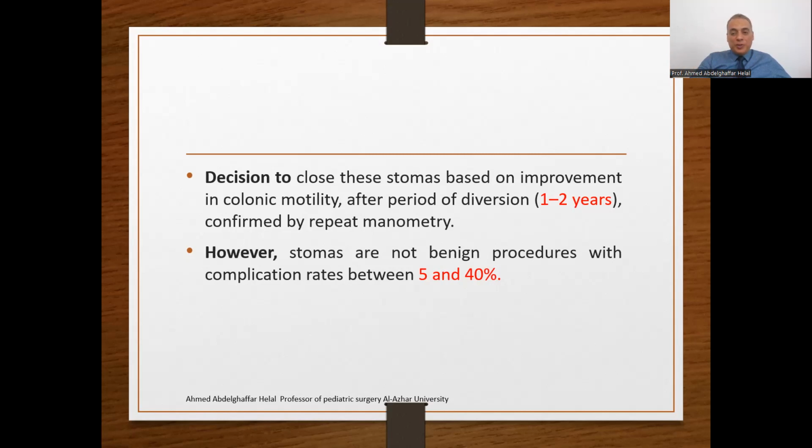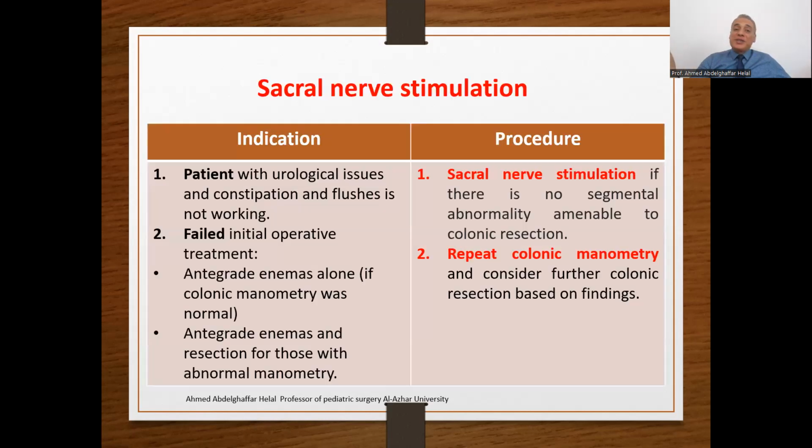However, stomas are not benign procedures, with a complication rate that may reach 40%. So be careful about which children you decide to perform a stoma on. The final solution is sacral nerve stimulation. Sacral nerve stimulation is usually indicated for patients with both urological and constipation issues where the flushes have not worked, with failure of the initial operative treatment: antegrade enema alone if the colonic manometry was normal, or antegrade enemas and resections for those with abnormal colonic manometry.